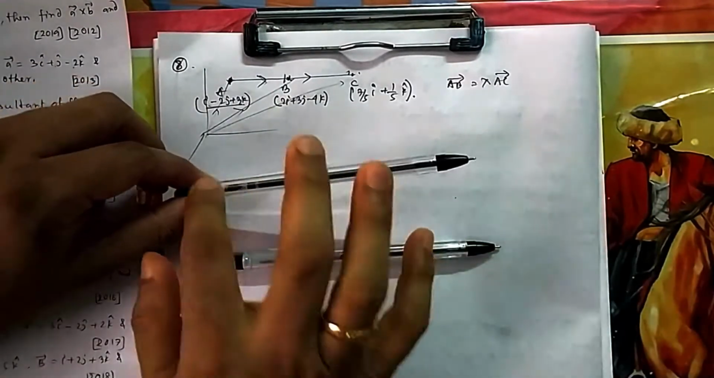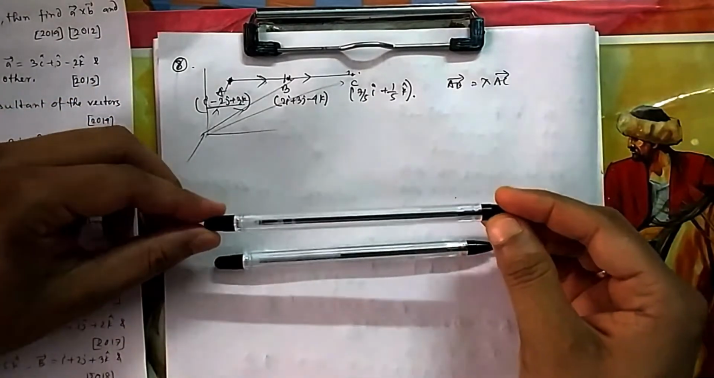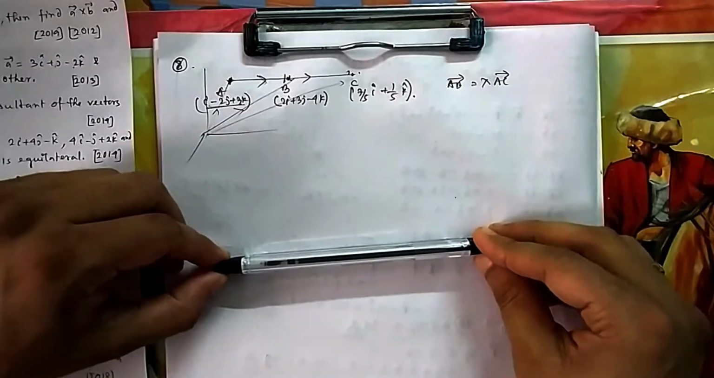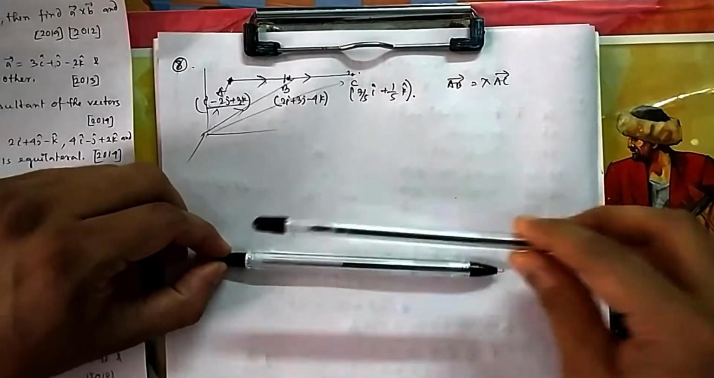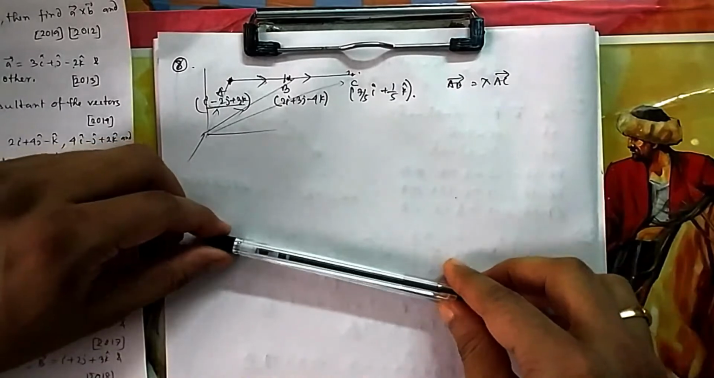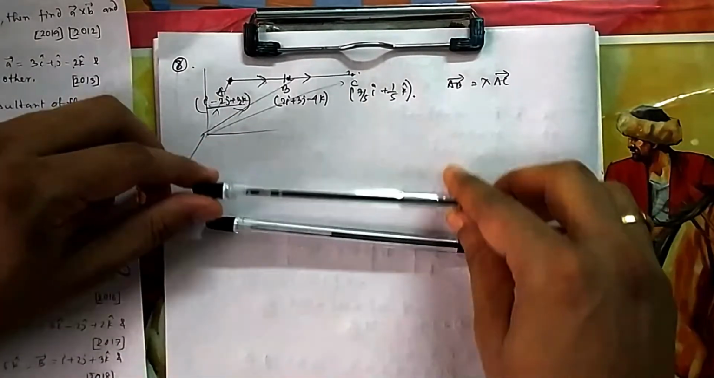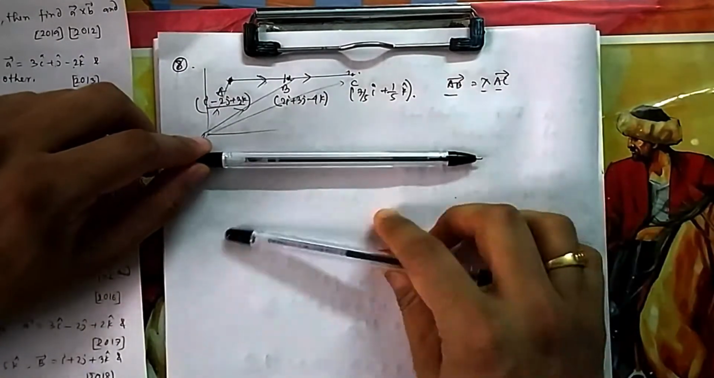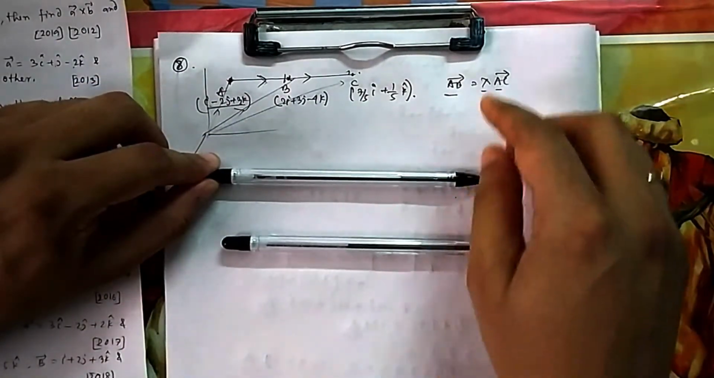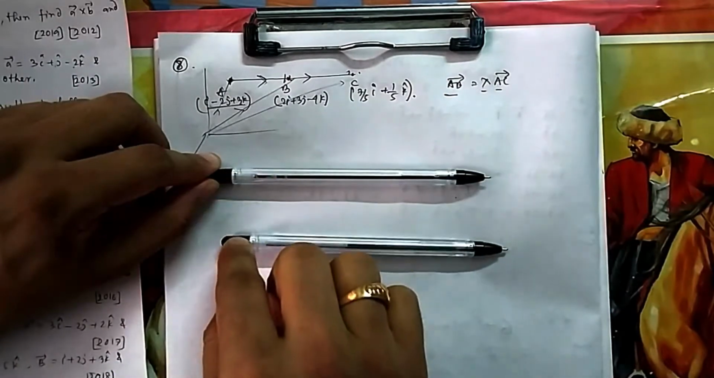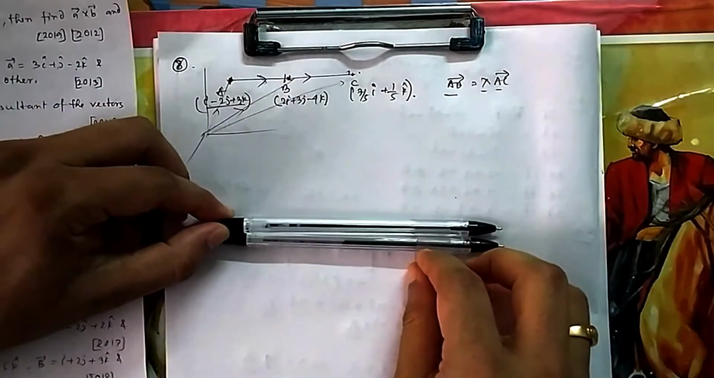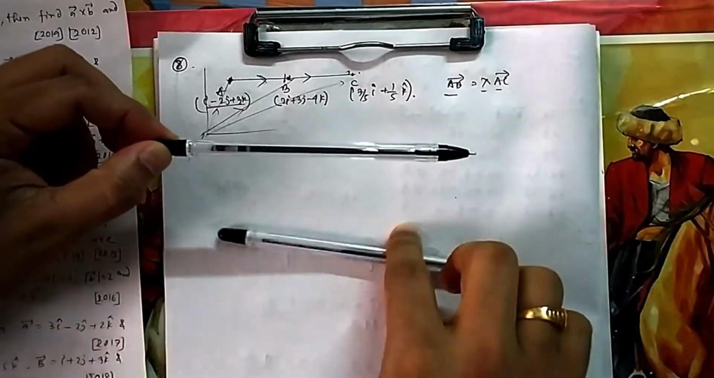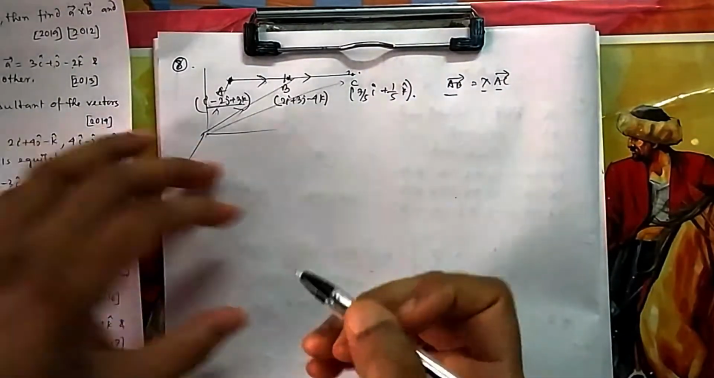Suppose this is A, B, A, C. Because A is the common point, both have to pass through A and both have to be parallel. So one must come just above the other. That means they will be collinear on a line. So we have to show the relation between AB and AC. If you can find AB equal to some constant into AC, that means AB and AC are collinear. And because both have the common point A, it should come here. The direction should be parallel, as I already told, and this point is common. So this is the way you will prove it.